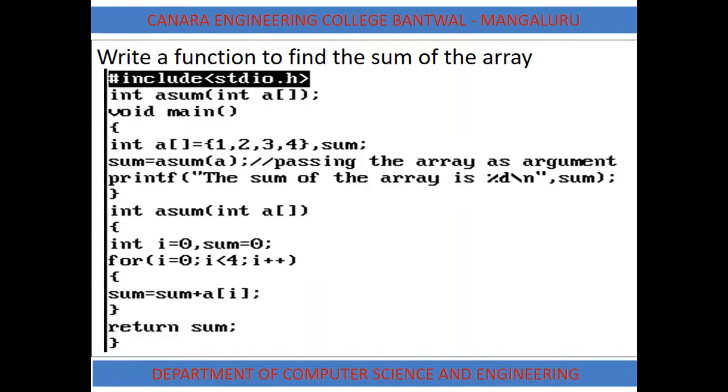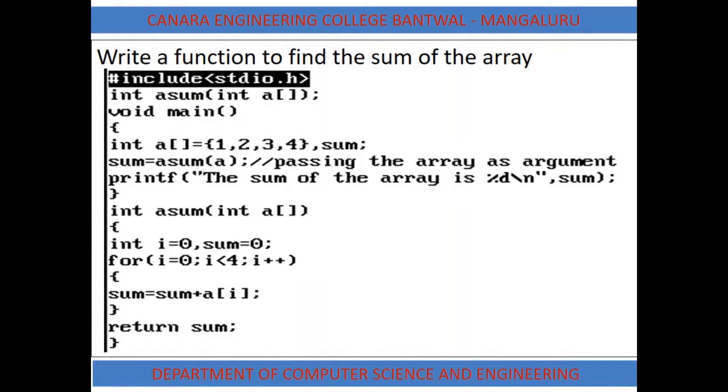Again, i is incremented by 1. Now i becomes 3. 3 is less than 4. The condition is true, so control will come inside the for loop. Now sum equal to sum plus a of i. The previously computed value of sum is 6. So 6 plus a of 3, and the value stored in a of 3 is 4. So 6 plus 4, that is 10, will be stored in sum. Now i is incremented by 1, i becomes 4. So 4 is less than 4, the condition is false.